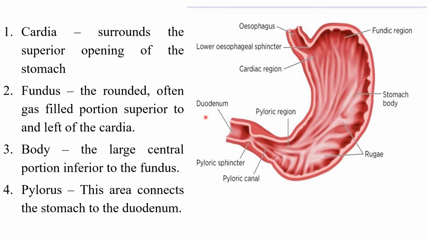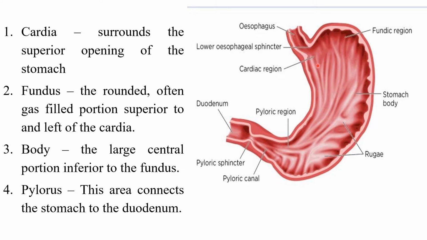And the major portion of the stomach is called body of the stomach, and it is the large central portion. From the fundic region to the pyloric region, this large part where most of the functional aspects of the stomach is present, this particular region is called the body of the stomach. And the last part, which has the connection with the duodenum, is called pylorus or pyloric stomach.